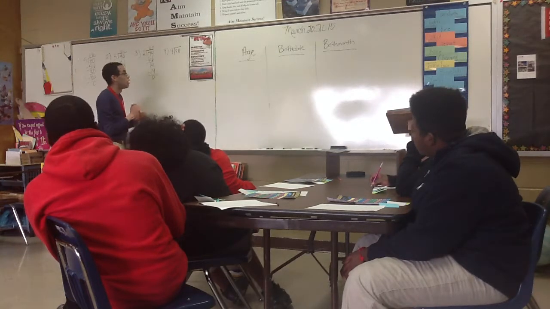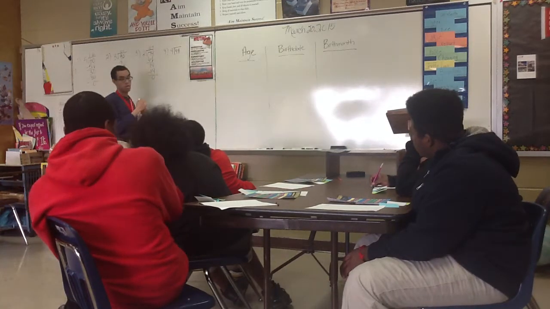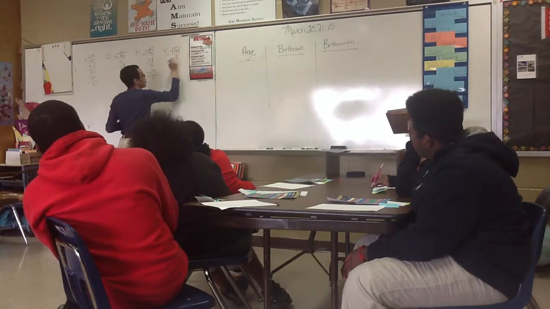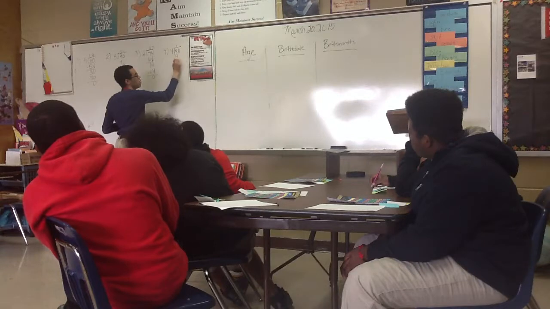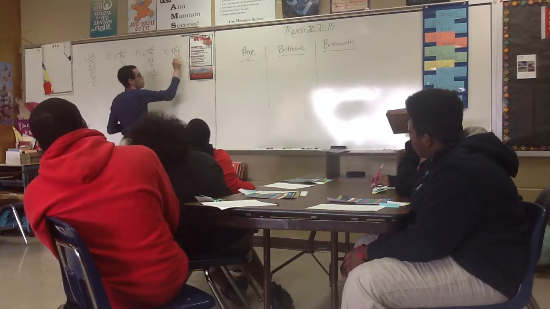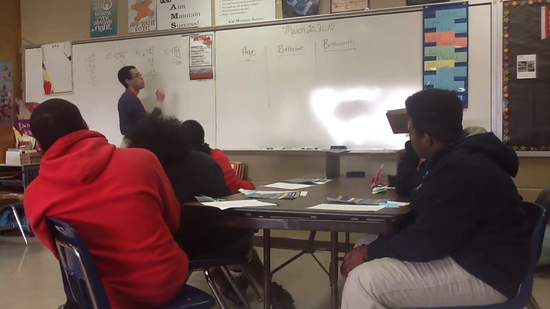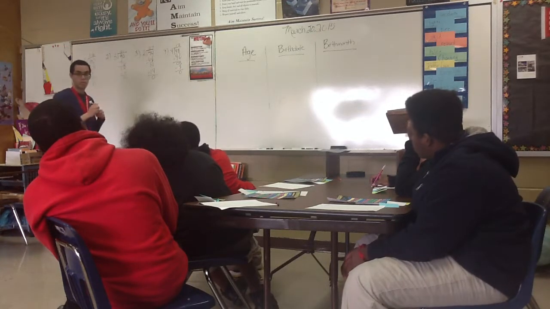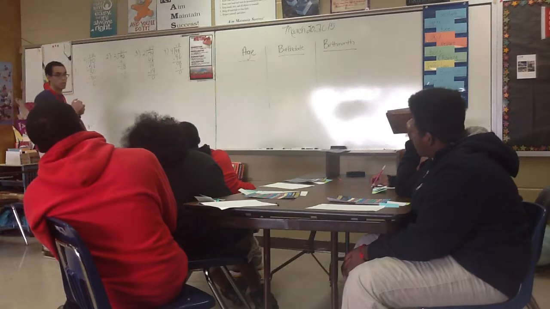Okay, go ahead. 4 going into 4 is 1 time. Subtract by 4. And then bring down the 8. And that goes into 2 2 times. Every 4 times 2 equals 8. Did everyone say that? Yes, sir.